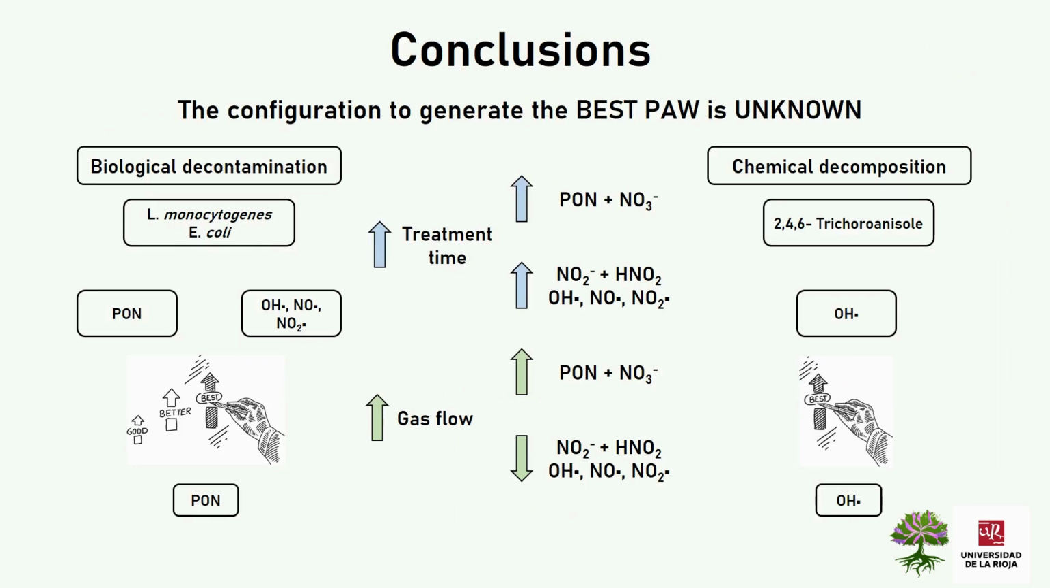To sum up, I would like to emphasize that the configuration to generate the best plasma-activated water is unknown. However, after our investigations, we could suggest a higher activity of peroxynitrites for bacterial inactivation than the activity of these 3 radicals. We also found that OH radical plays a crucial role when decomposing this chemical molecule.